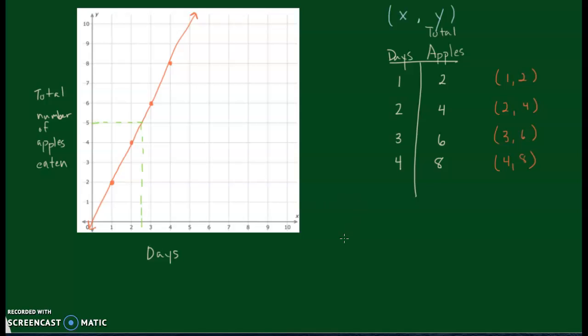Then maybe the next question would be, how long would it take to eat 9 apples? So same thing, we're going to come over here to 9. We're going to follow it out till we get to that mark, and then we're going to go straight down. And it's going to be between 4 and 5 days to eat that 9th apple.